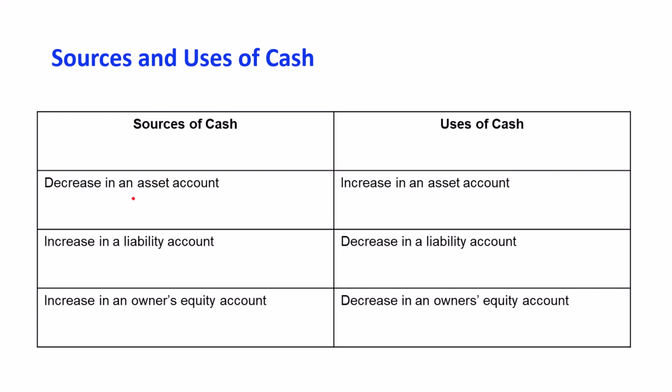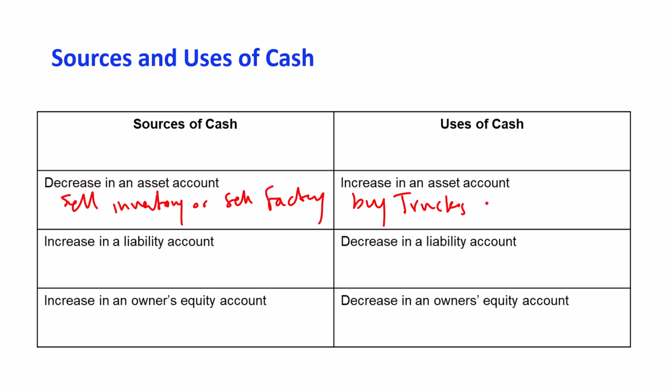If you have a decrease in an asset account, for example, when you sell inventory or sell a factory, cash is coming in to the firm. This is a source of cash. On the other hand, when you buy some trucks for your firm, cash is leaving the company. So it's going to be a use of cash.